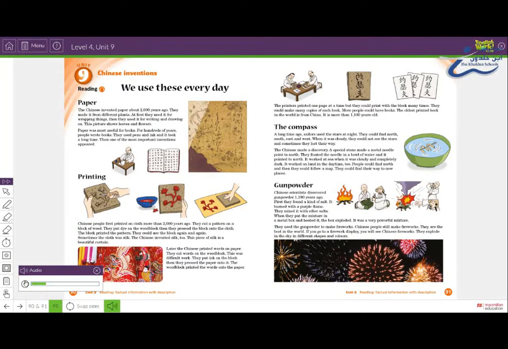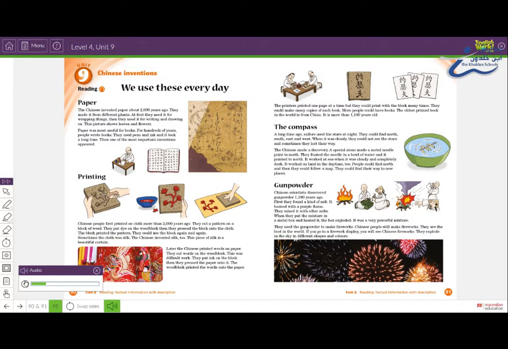Then one of the most important inventions appeared. Okay. What's the answer of the first question? What did the Chinese invent 2,000 years ago? Yes, the answer is paper. Okay, question number 2. What did they make it from? Yes, the answer is they made it from different plants.